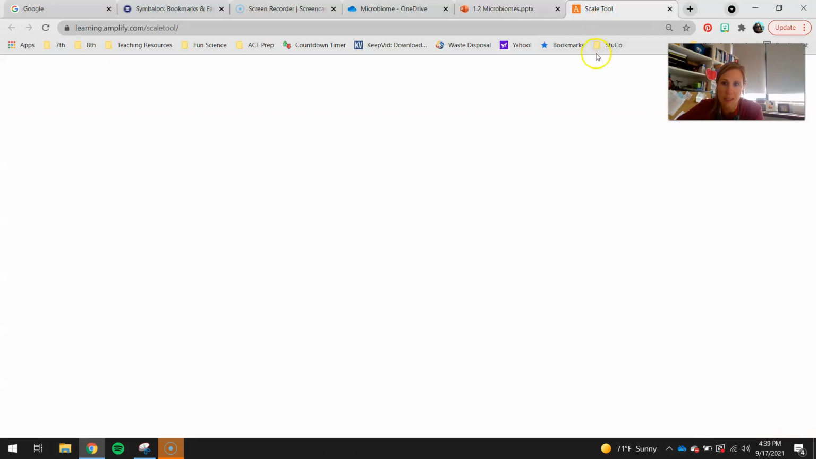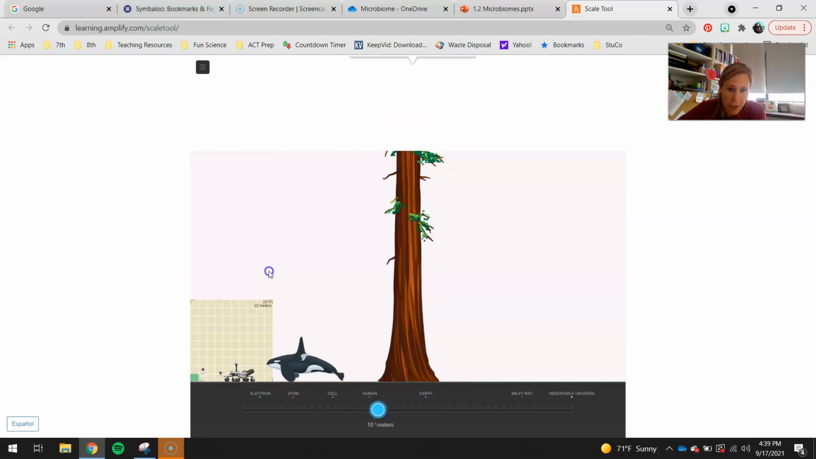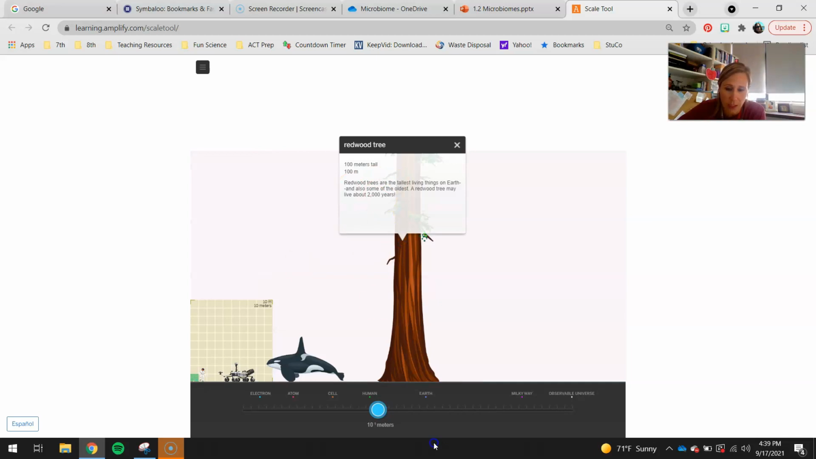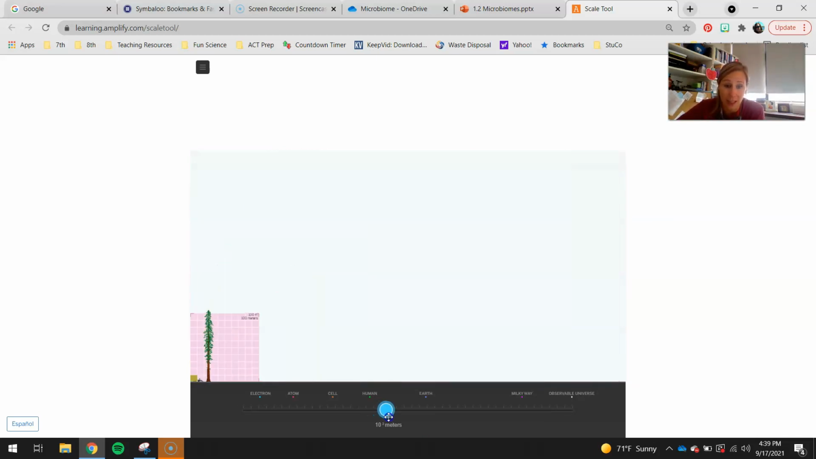So I'm going to go up to my scale tool here, and I'm going to click and drag this. You can see, here's my meter. Here's a tree. Let's see how big that is. That's only 100 meters. We're looking at thousands of kilometers, so we're looking at kind of like miles almost. So I'm going to keep dragging.